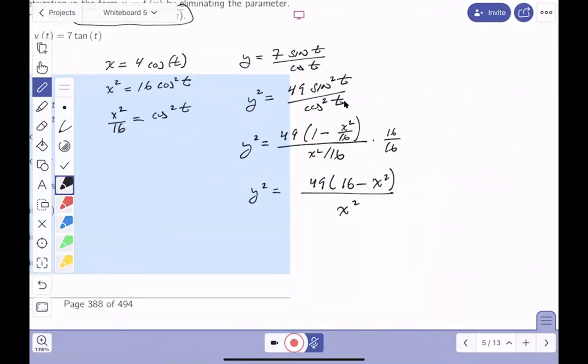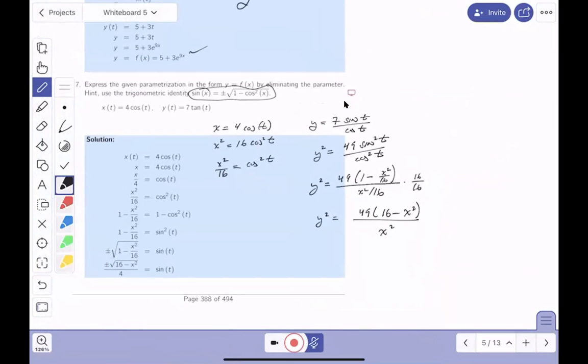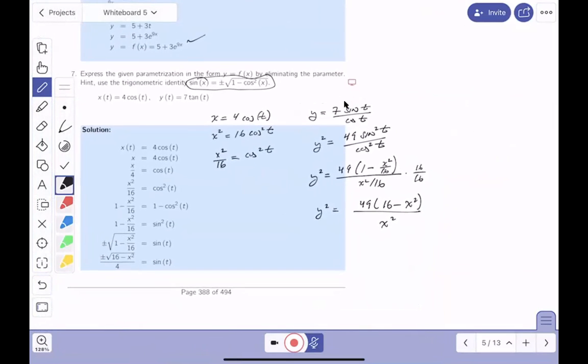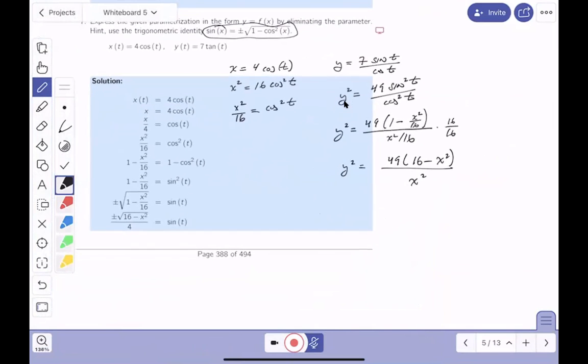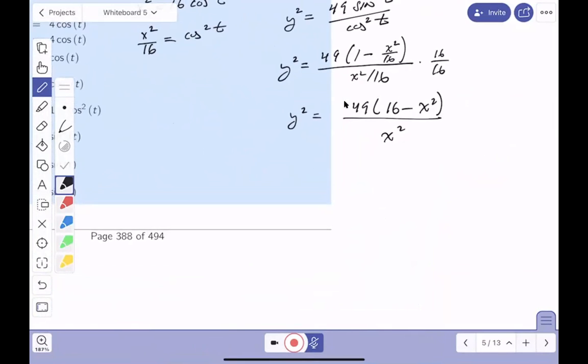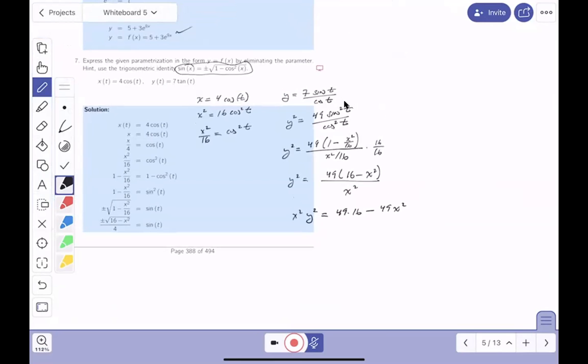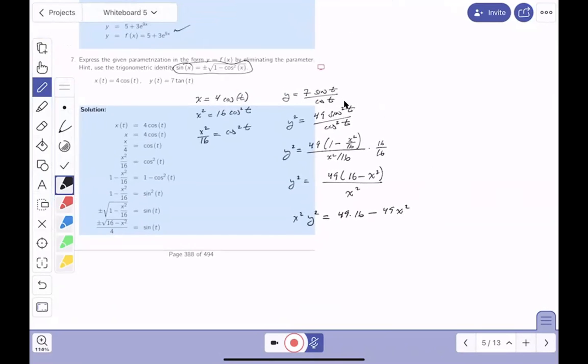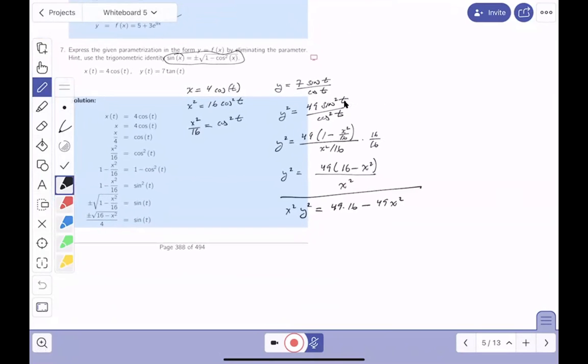All right. I've got to go back and remind myself what they're looking for me to do. Express the given parametric form by eliminating the parameter, and use trigonometric substitution. Well, I think I can get there. Let me keep going. So what do you get over here? x squared, y squared, 49 times 16 minus 49x squared. Do they want me to write it as a function? No, I eliminated the parameter. It's done.